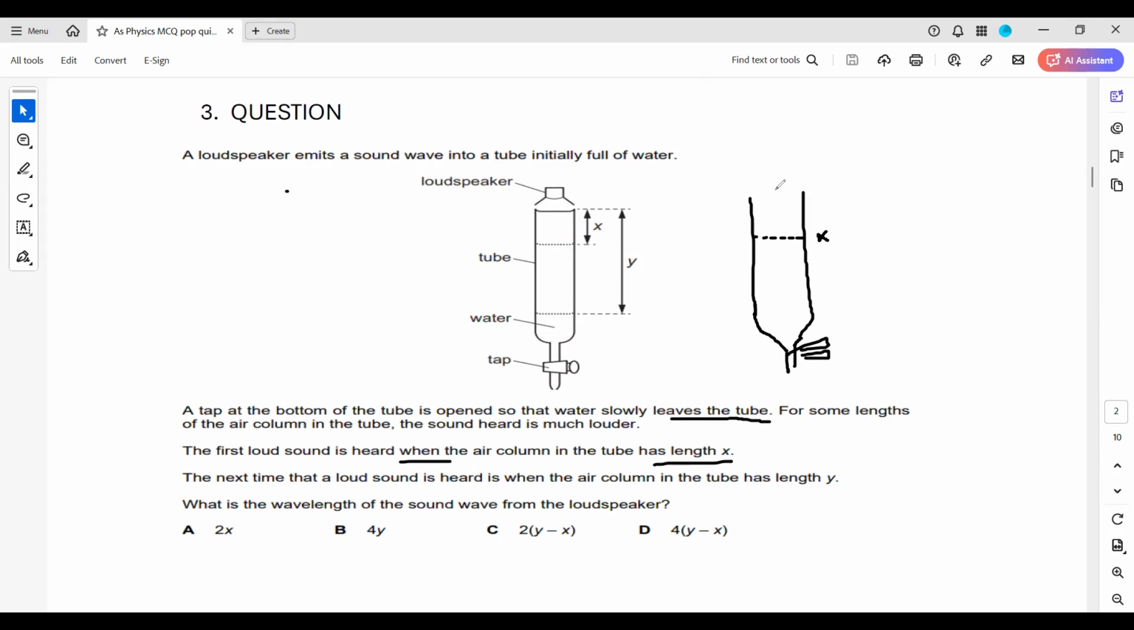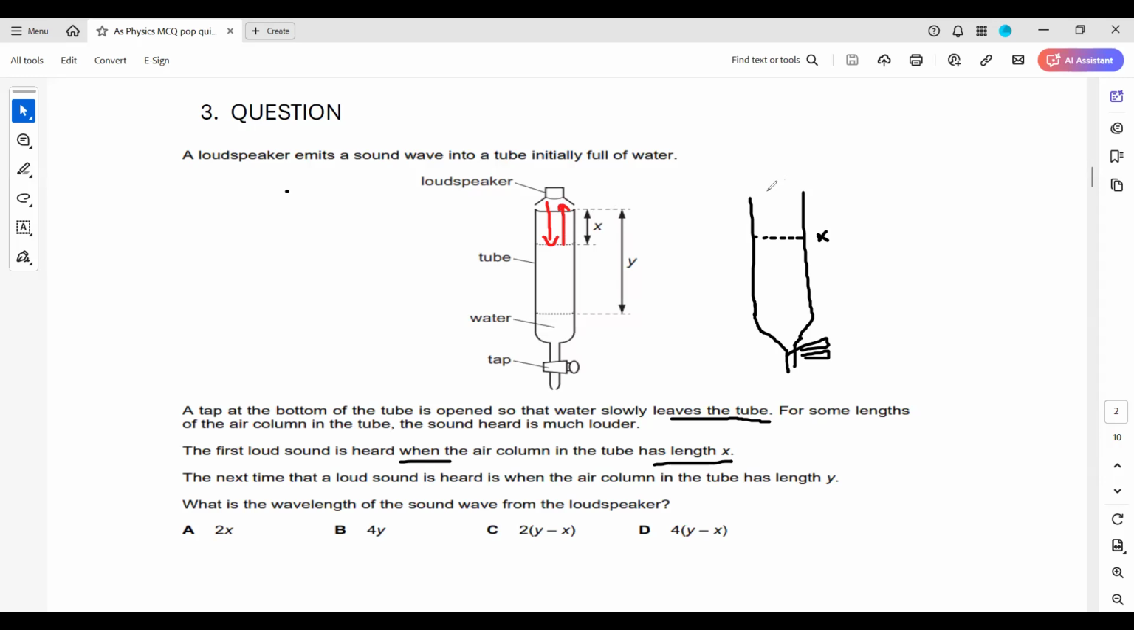So when we heard the first one, what it is producing is a standing wave. How does it produce a standing wave? The sound from the loudspeaker strikes the water surface and bounces back. When two waves traveling in opposite directions meet, they give rise to a standing wave.